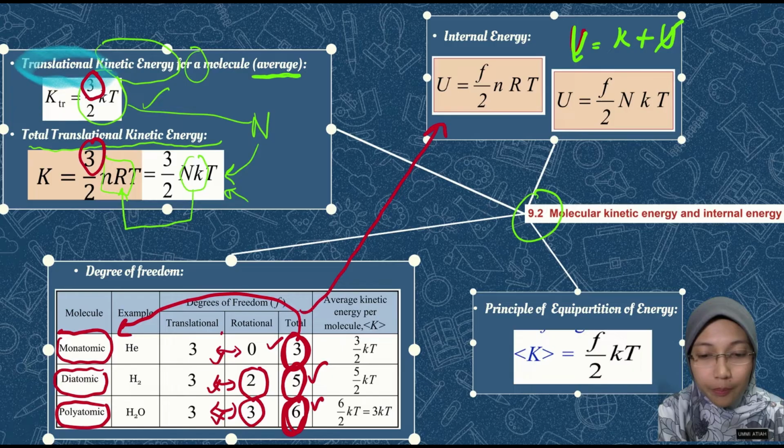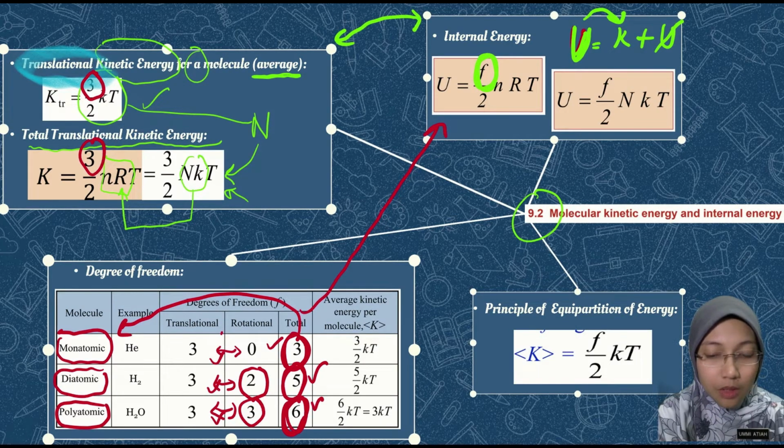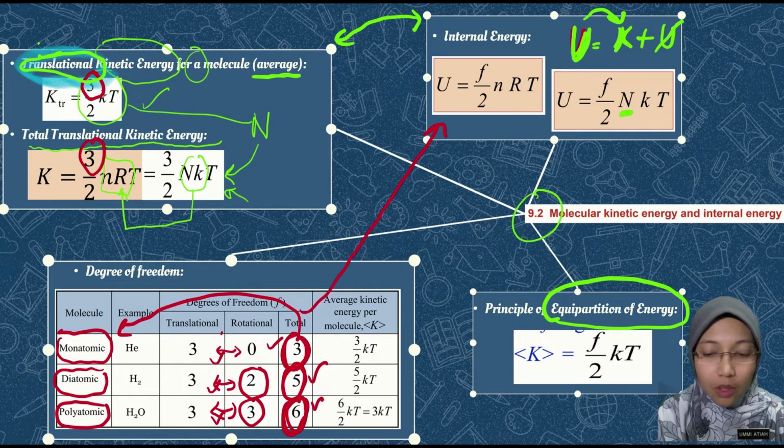So our internal energy is basically equal to the kinetic energy, but it depends on the number of degrees of freedom. It's not exactly the same here because here is the total kinetic energy, but here is only for translational kinetic energy. So you have U is F/2 nRT, or you can also express this equation in terms of the number of gas molecules. So it's F/2 nKT. This is basically based on the principle of equipartition of energy. That is, every degree of freedom will contribute KT/2.